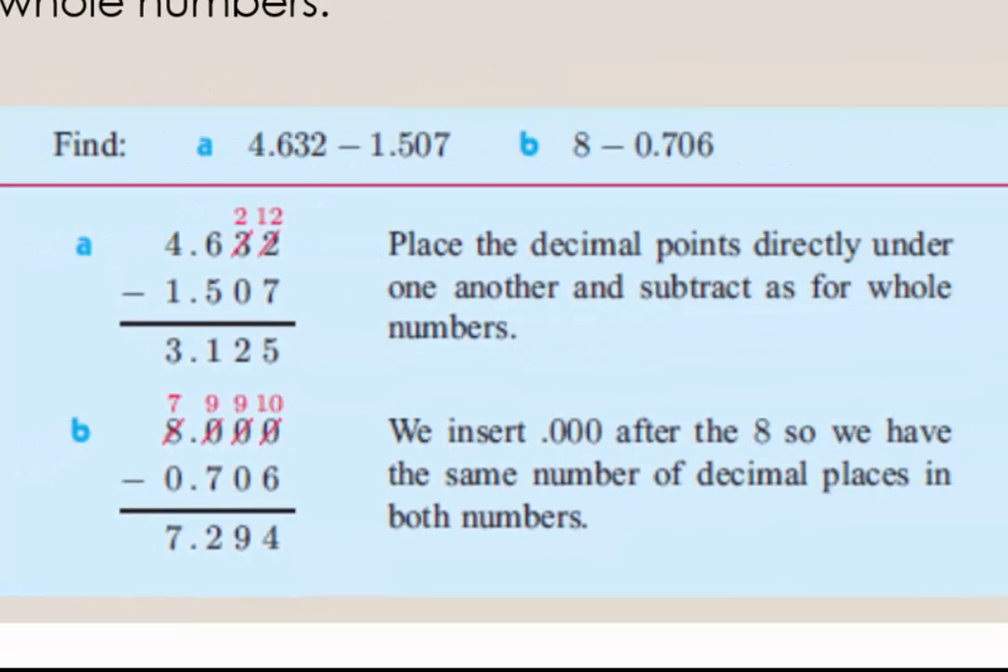Again, over here, these are subtraction ones. 4.632 minus 1.507. Notice again that our decimals are in direct line with each other, and you just subtract as normal. Okay, so for this one with the 8 minus 0.706, 8 is a whole number, and so the decimal will come after the 8, and then you add zeros to make up the place values for the 0.706, and then again subtract as normal.